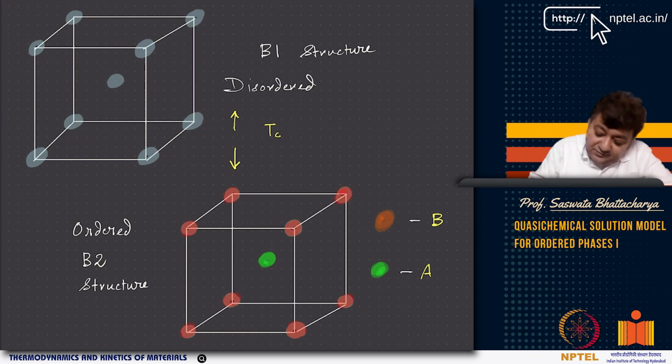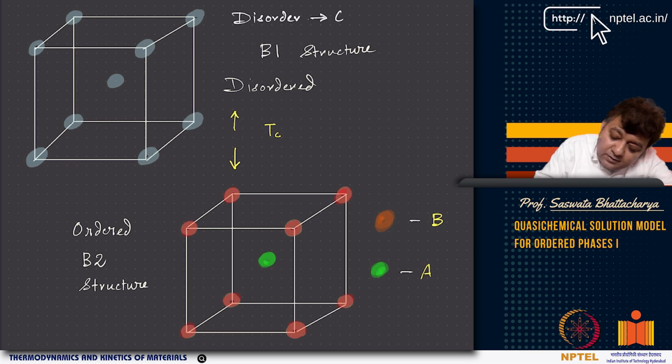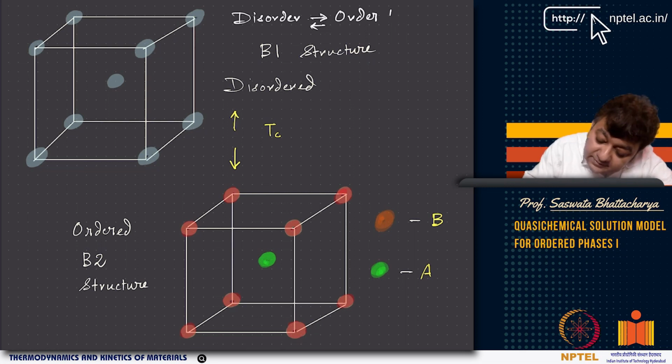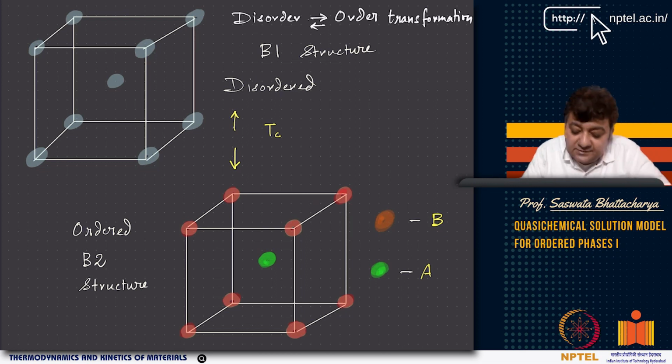The transformation that we are referring to is called disorder to order transformation, or you can do the other way also, order to order transformation. So this is what we are looking at. Now, what does that mean? If I look at the order to disorder transformation, or you can also call it a phase transition, let us call it disorder to order transformation, right?